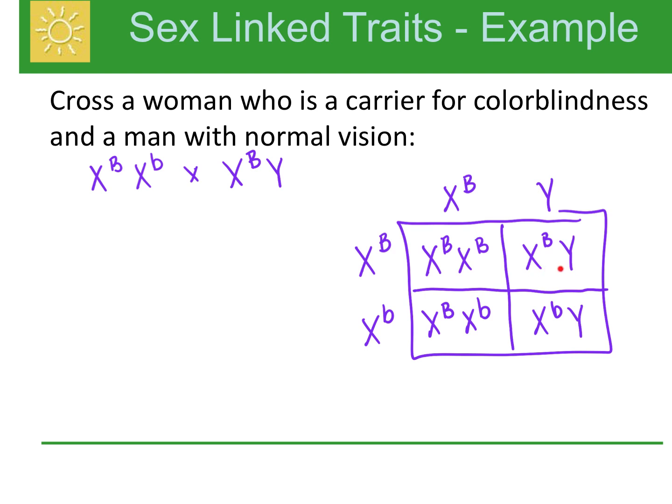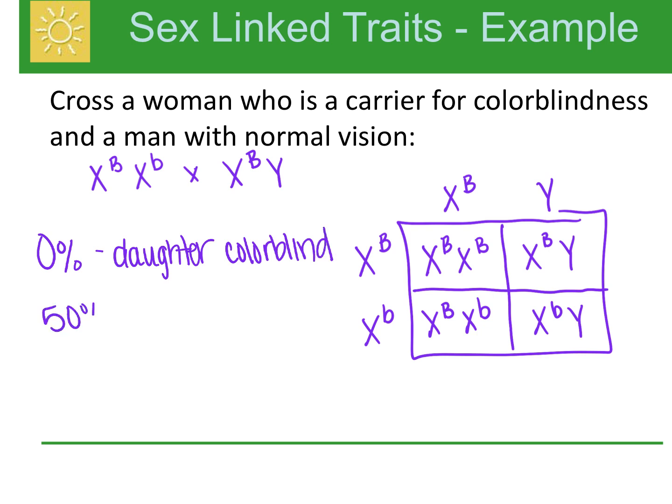And then if you look at the XYs, this is having a son. This one up here would have normal vision, and this one down here would be colorblind. So if they have a son, there's a 50% chance he would be colorblind. So there's a 0% chance for the daughter to be colorblind. And then there's a 50% chance that a son would be colorblind.